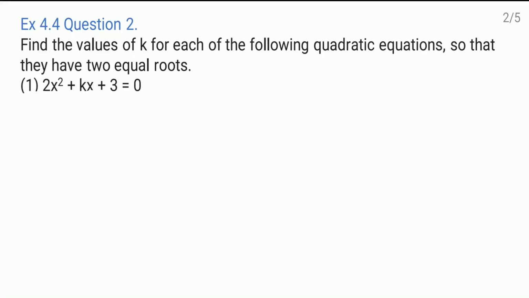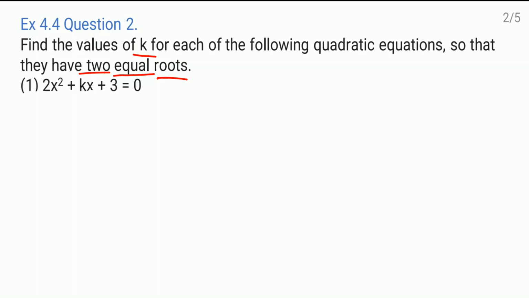This is exercise 4.4, question number 2. Find the values of k for each of the following quadratic equations so that they have two equal roots. Already they are saying that the following quadratic equations are having two equal roots. Correct? That means discriminant is equal to 0.